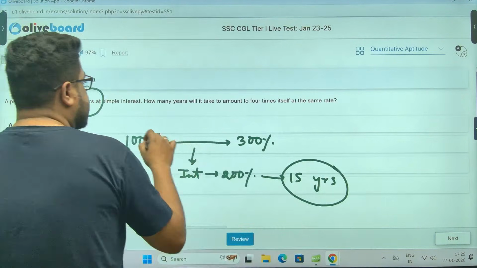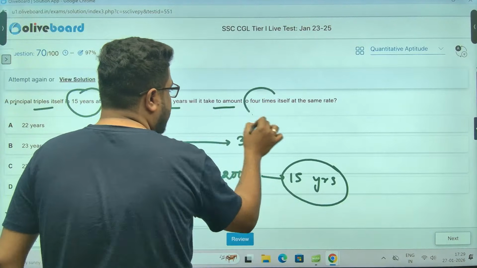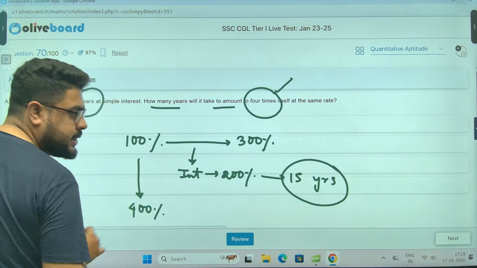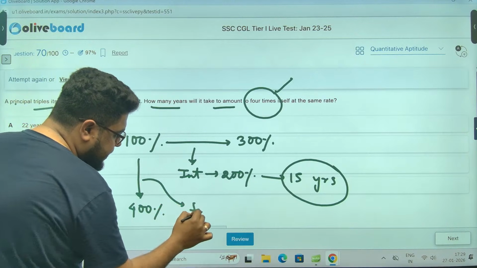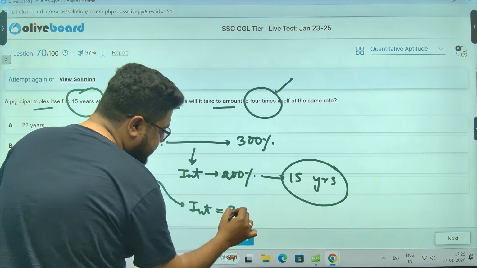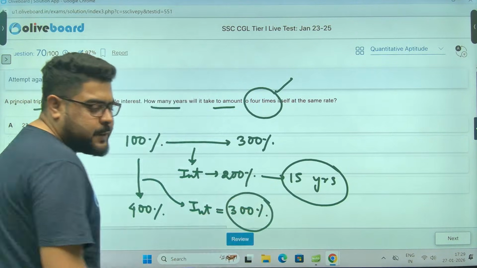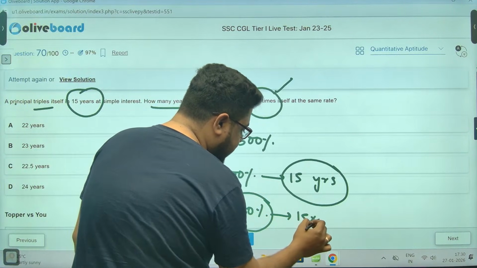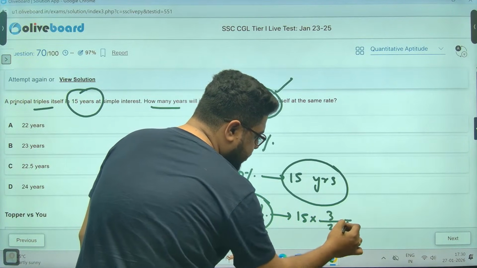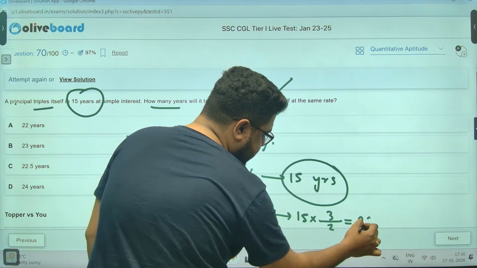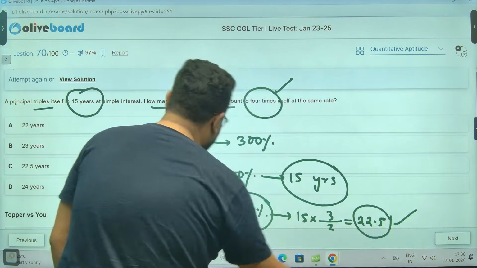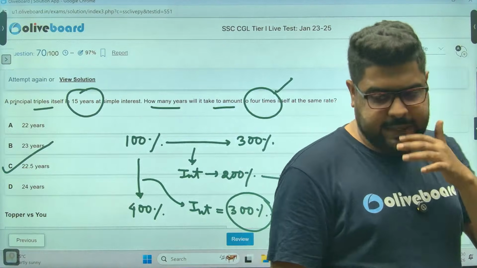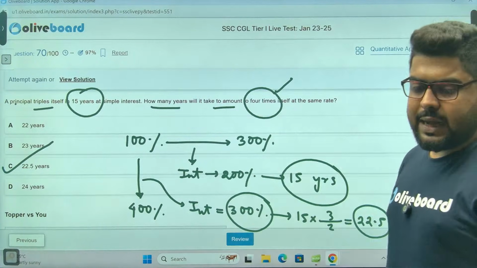Okay. In how many years will it become 4 times? 4 times itself, meaning it has to become 400%. Meaning in that case, interest needs to become how much? 300%. So 200% takes 15 years, 300% will take how much? 15 by 2 into 3. So 3 by 2, 1.5, 22.5 years. Option C is the answer, sir. Option C is 100% the answer.